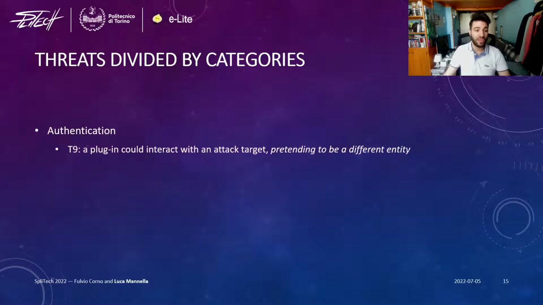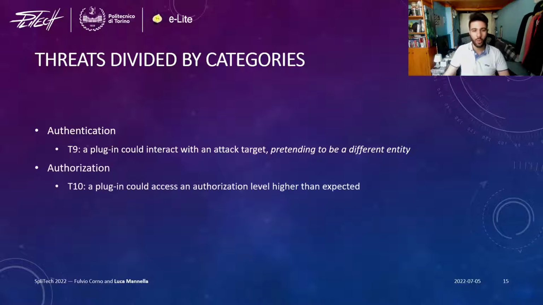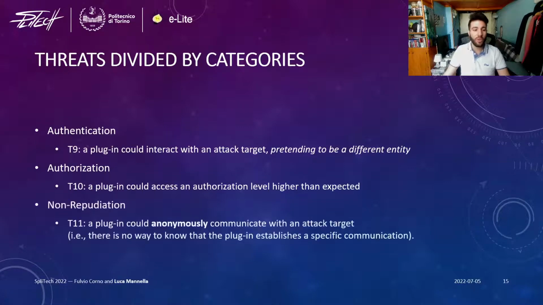Then we have an authentication threat that says that a plugin could interact with an attack target pretending to be a different entity. We have an authorization threat in which a plugin could access an authorization level higher than expected. And then we have a non-repudiation threat in which a plugin could anonymously communicate with an attack target.